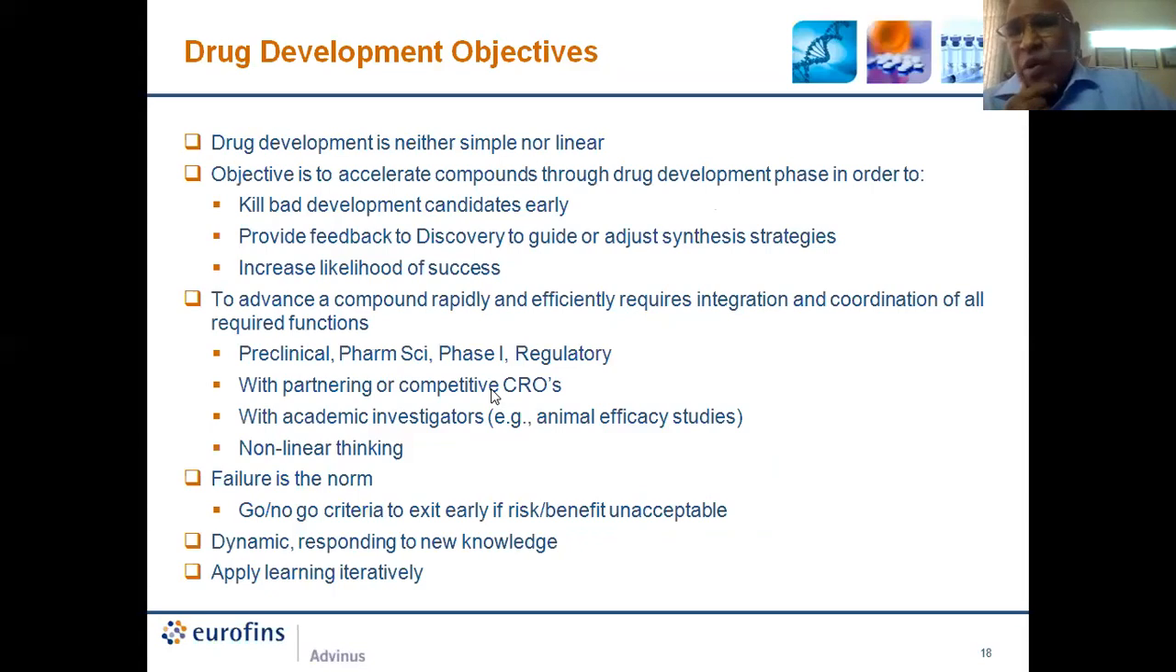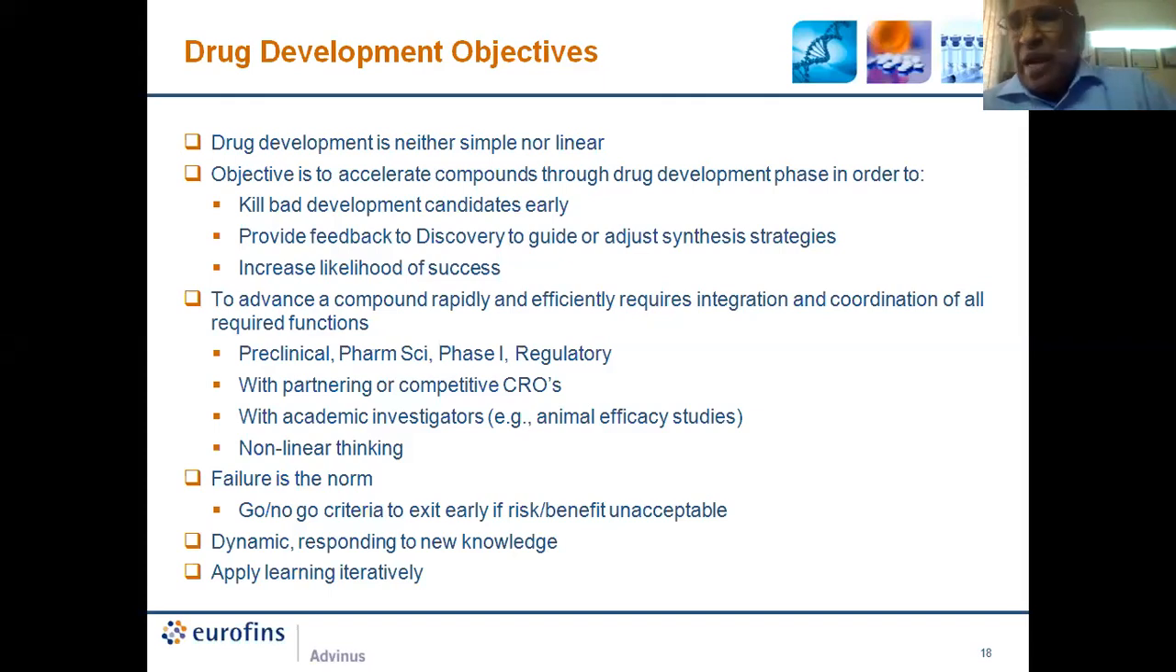Okay, drug development. What are the objectives of drug development? From a toxicologic point of view, I'm not covering others. Drug development is neither simple nor linear. The objective of the drug development process is to kill the bad candidates as early as possible, because as drug development stays longer and longer, we spend more money, more resources, more people, more departments. If we know the drug is not going to make it, it is better to kill it very early, no question at all.